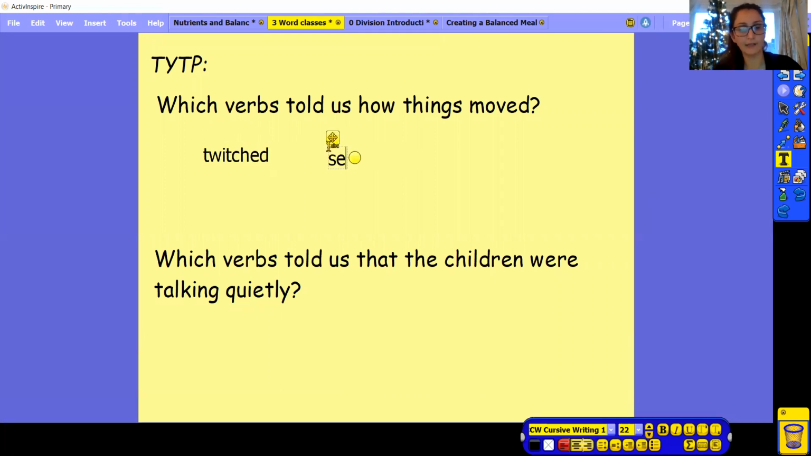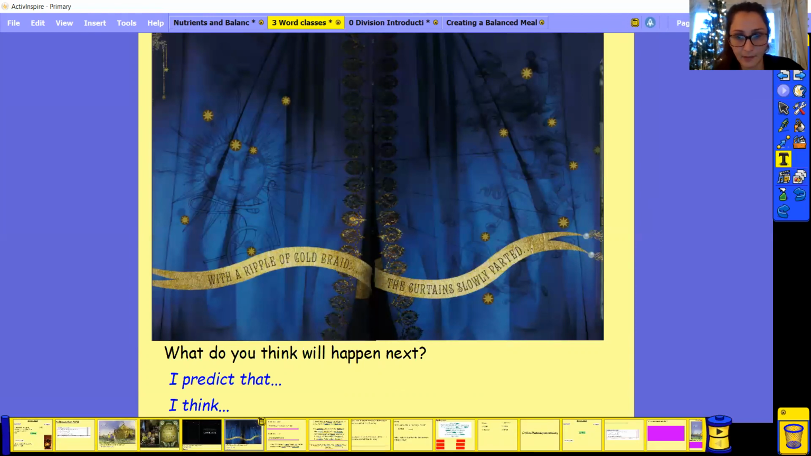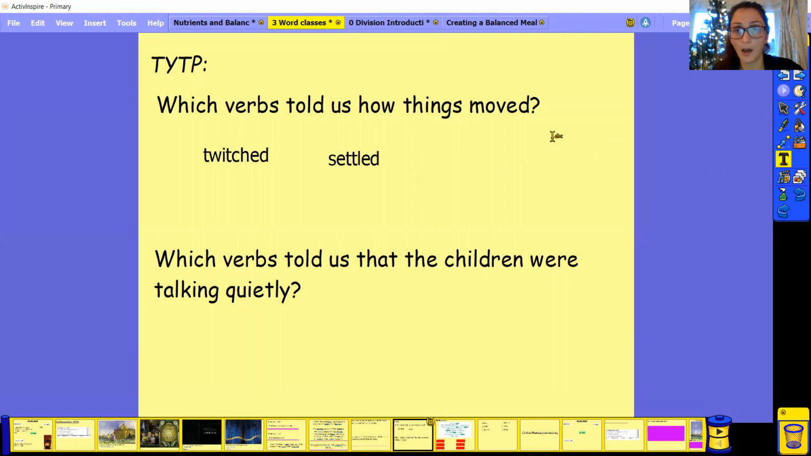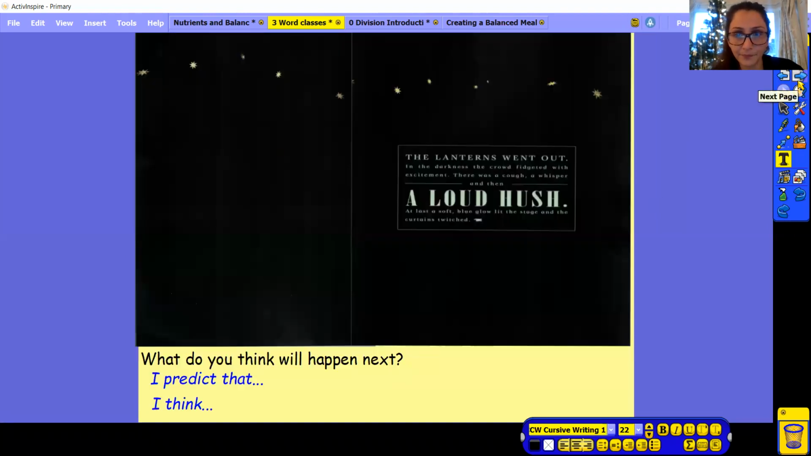We had things like settled. We had things, let's have a look back. Oh, we had words like parted. Remember, the curtains parted. Okay, let's have a look down. So settled down in the grass, it waited impatiently. Its only tricks whispered. Oh, none there.